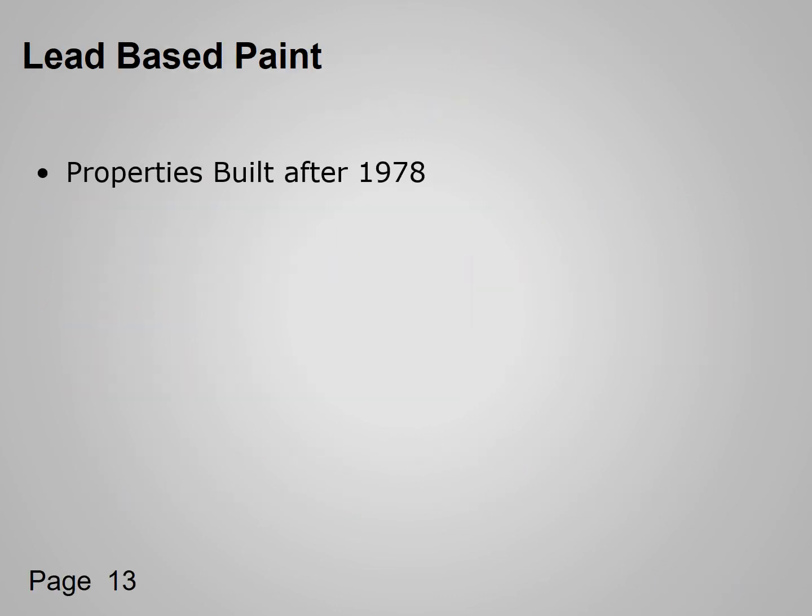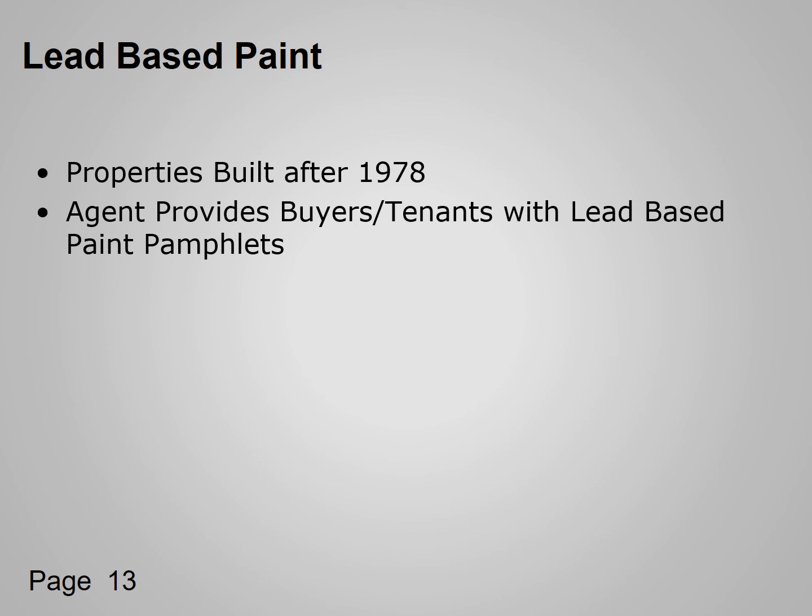Lead-based paint. Anytime you're dealing with a property, either representing someone who's purchasing the property, or if you're representing a seller of property built before 1978, you must be aware of the potential presence of lead-based paint, and you must give them disclosures. These disclosures go to buyers or to tenants. You give them a lead-based paint form, and they also get a lead-based paint pamphlet. So be familiar with those.